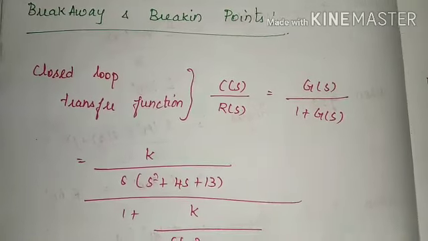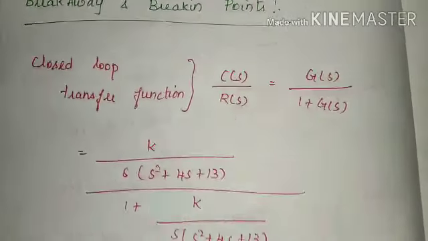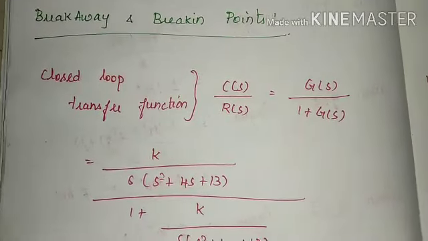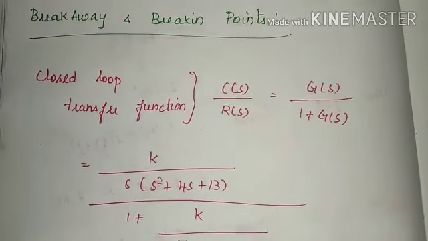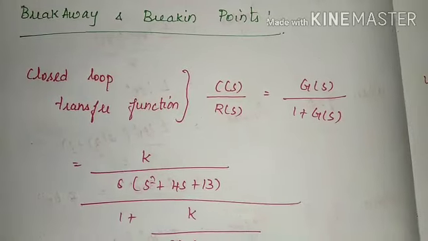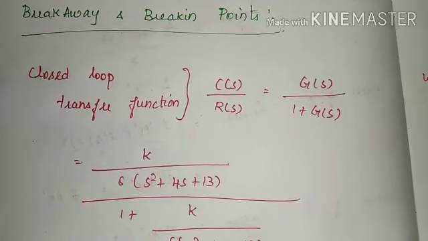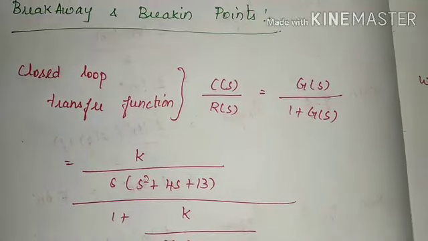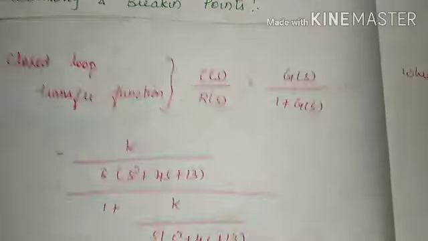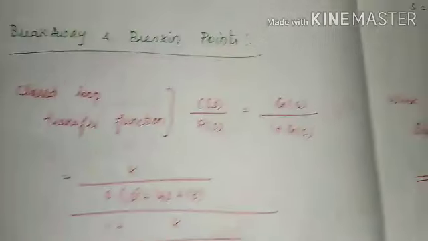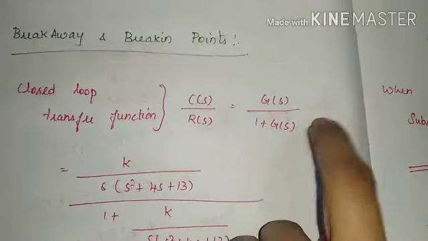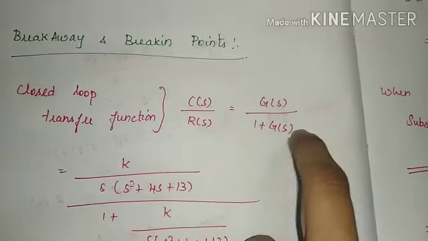See the next important point, breakaway and break-in point. To calculate the breakaway and break-in point, first we have to find the closed loop transfer function. In the question they have given the open loop transfer function, right? So we just have to convert the open loop transfer function into the closed loop transfer function by using this formula, G of s by 1 plus G of s into H of s. See, I have removed the H of s here.